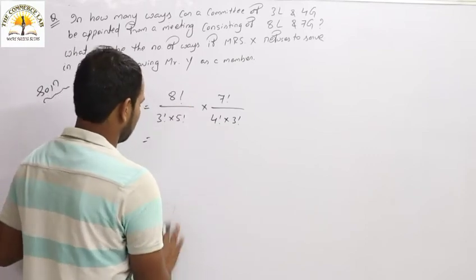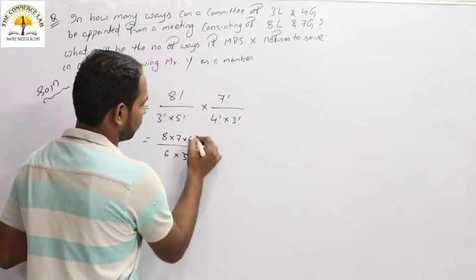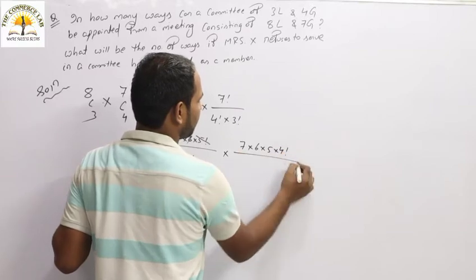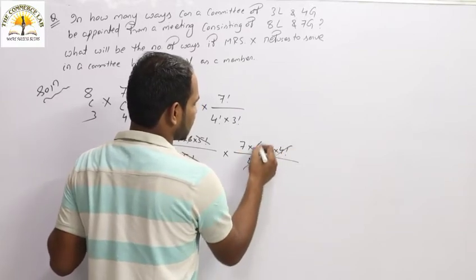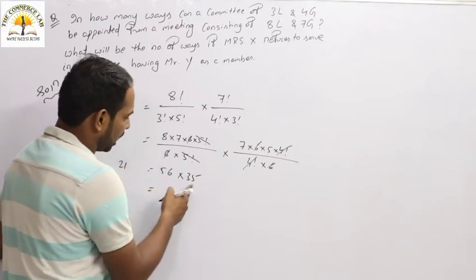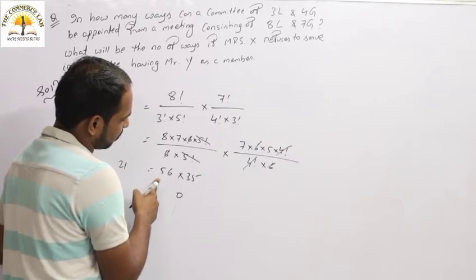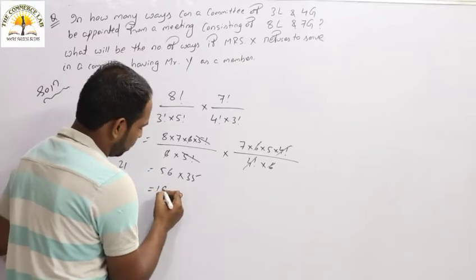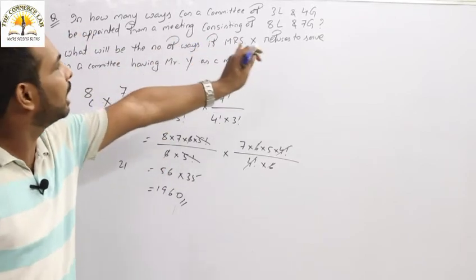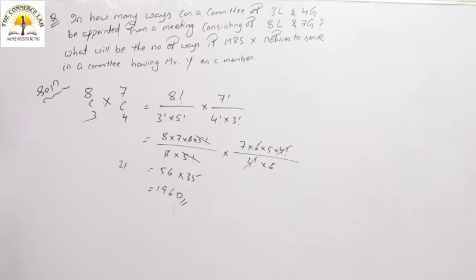And this one is 8 into 7 into 6 into 5 factorial by 6 into 5 factorial. 6 cancel, 56, multiplied by 7 into 6 into 5 into 4 factorial by 4 factorial into 6. 4 factorial cancel, 6 cancel, into 35. 35 into 6... 35 into 5, 175. So in 1960 ways can a committee of 3 ladies and 4 gentlemen be appointed from a meeting consisting of 8 ladies and 7 gentlemen. Then come for the second part.